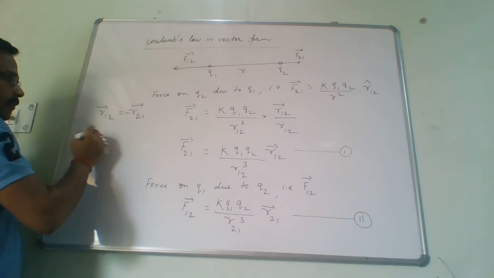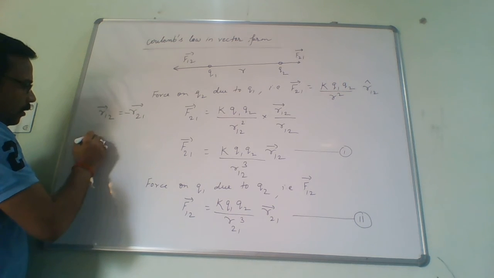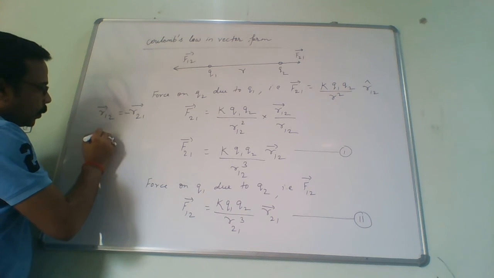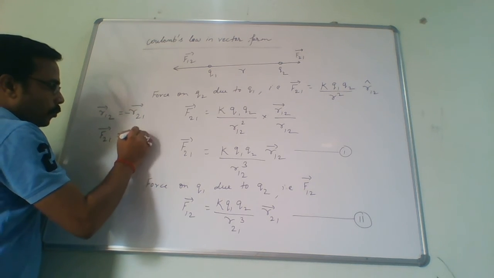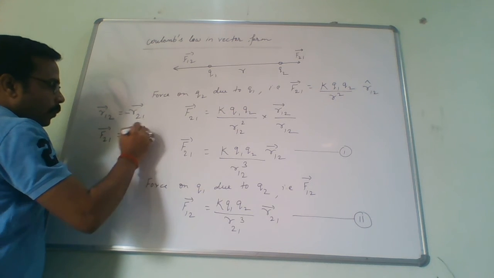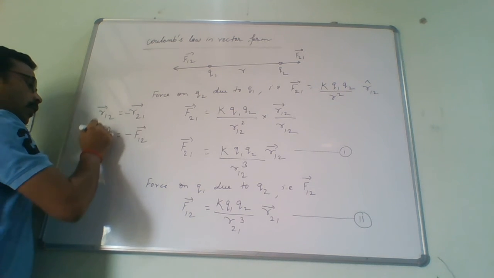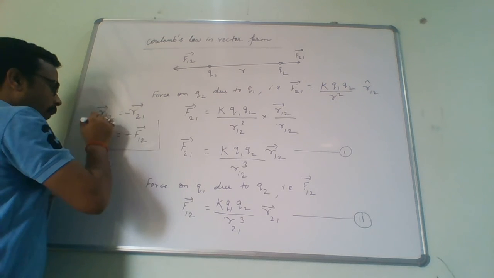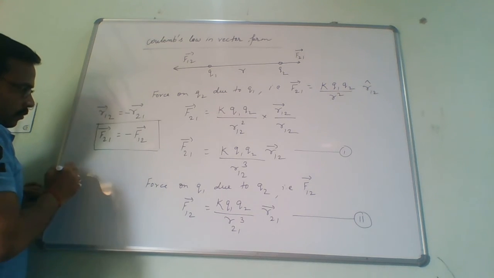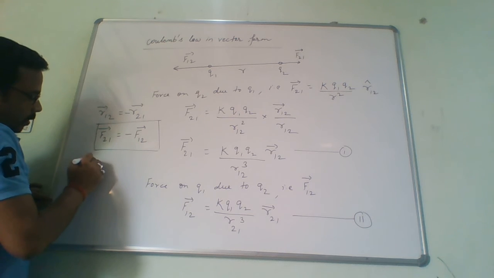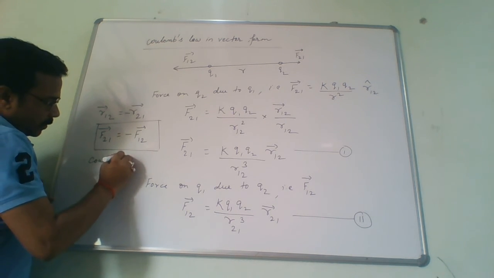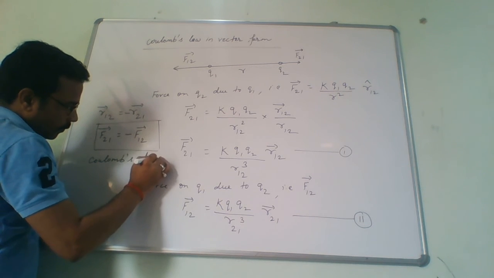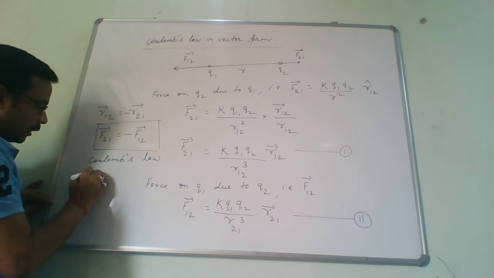So comparing equations 1 and 2, we may find that force on 2 due to 1 is equal to force on 1 due to 2 but in opposite direction. So F21 is equal to minus F12. Therefore, we find here that Coulomb's law obeys Newton's third law of motion.